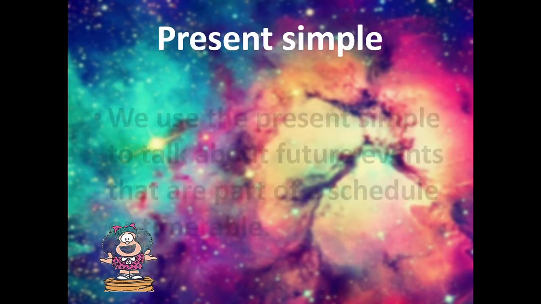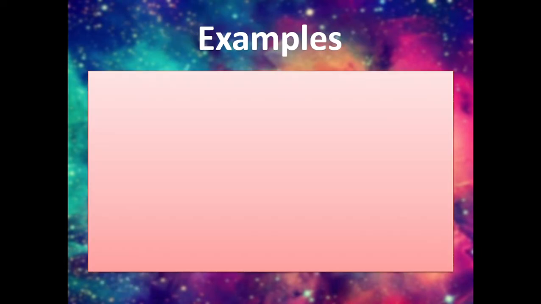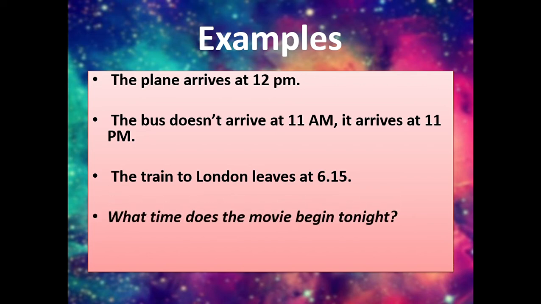Present simple. We use present simple to talk about future events that are part of a schedule or timetable. For example, the plane arrives at 12 p.m. The bus doesn't arrive at 11 a.m. It arrives at 11 p.m. The train to London leaves at 6:15. What time does the movie begin tonight?